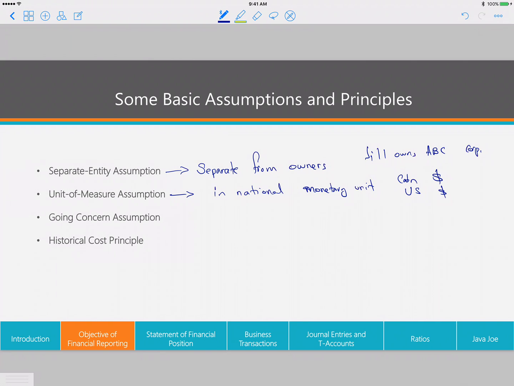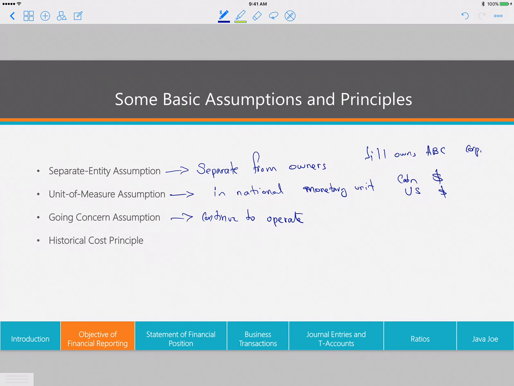The going concern assumption is that we assume that a company will continue to operate into the foreseeable future. We assume that the company will still exist next year. There are, of course, cases where a company is not doing well and they no longer are a going concern. We're not going to focus on that right now, so just assume, unless you're told otherwise, that this company will continue to operate.